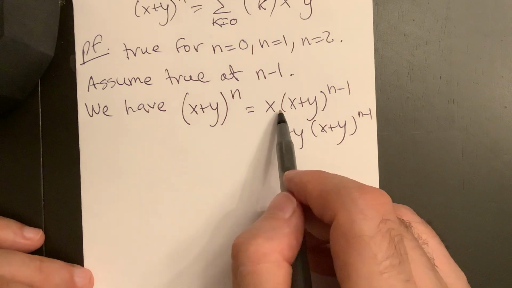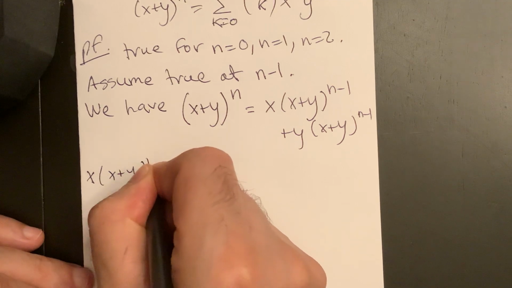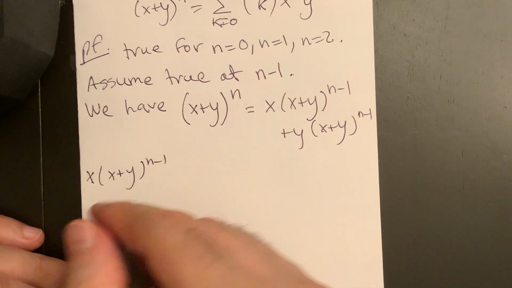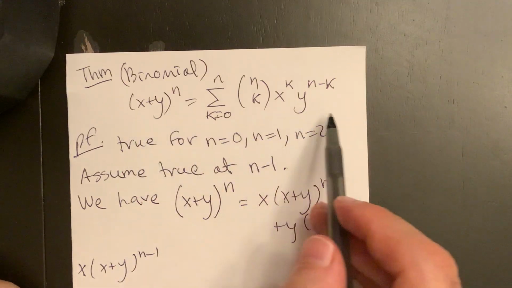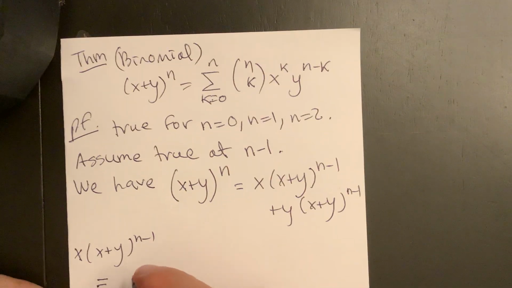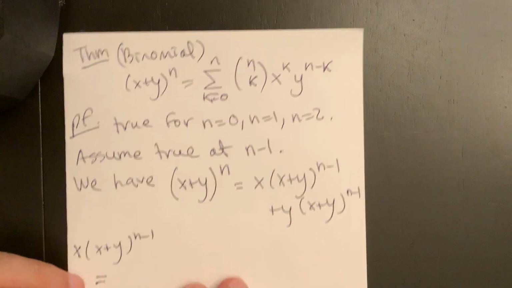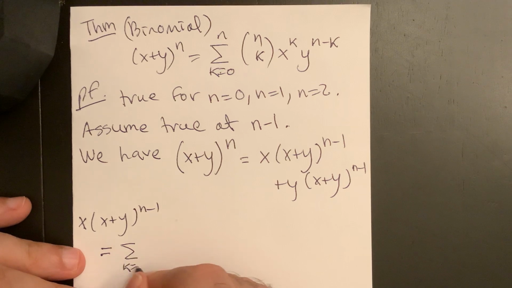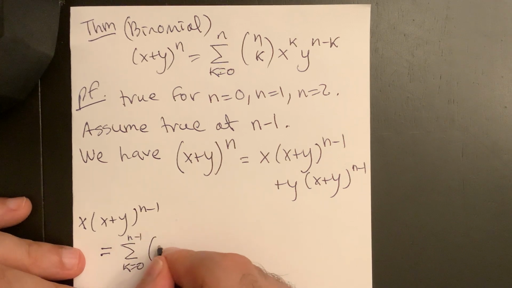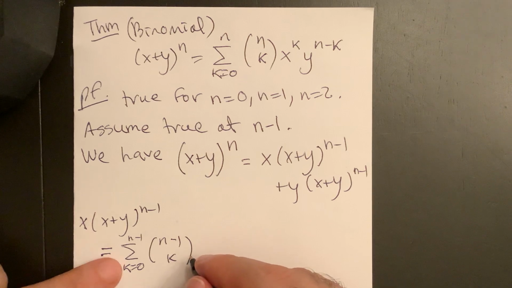So let's look at these terms one at a time. So x times (x plus y)^(n minus 1). What's this equal to? Okay, now I want to use the binomial theorem, but at n minus 1. And I'm going to have an x outside. So this gives me, if I'm looking up there and trying to write it down here at the same time, the summation k from 0 to n minus 1, n minus 1 choose k, x to the k, but I have an extra x outside here.